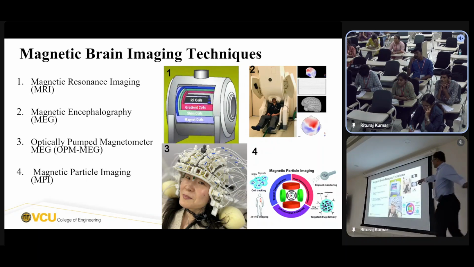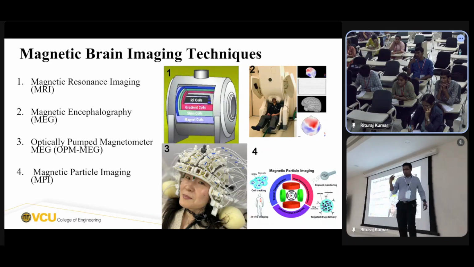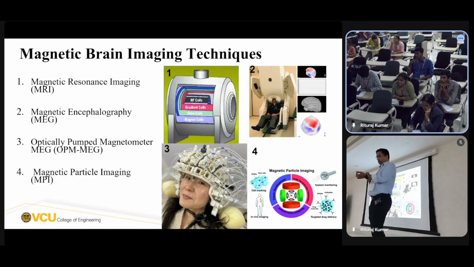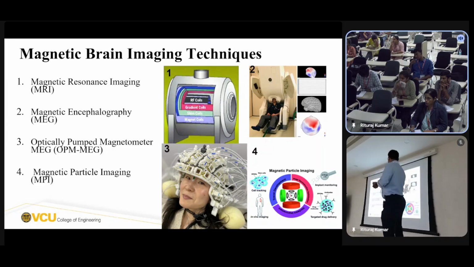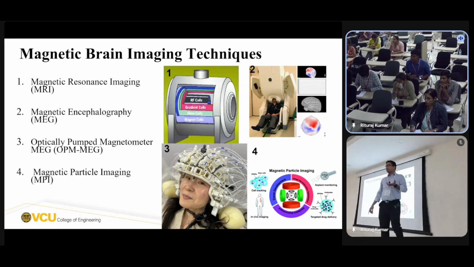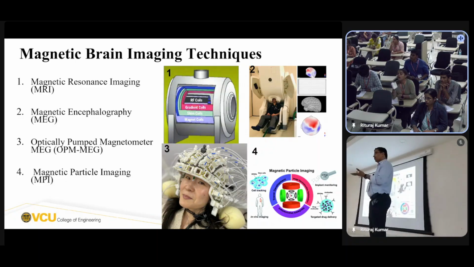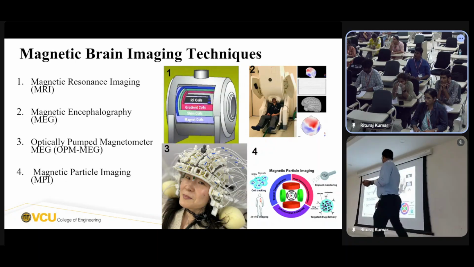Even with MRI, sometimes you need to inject contrast agents. These are gadolinium particles that you inject into the blood vessels, and they go into the brain, and you image with higher resolution. But if you don't need higher resolution, you don't need a contrast agent. Contrast agents are discouraged because they have some side effects. Okay.